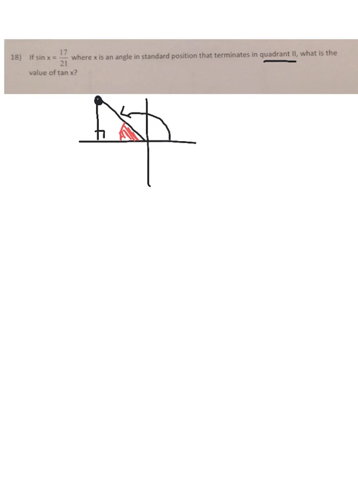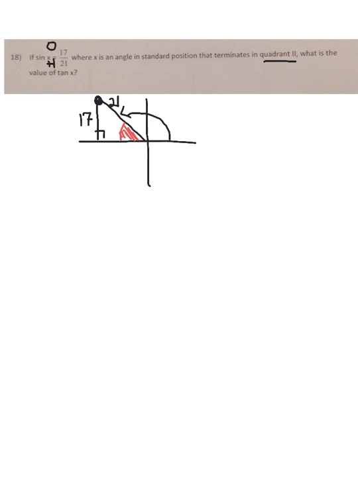Okay, so they give you the sine value, and we know that sine is the opposite over the hypotenuse. So if I'm looking at my reference angle, which is right here, then I know that my opposite here is 17, and my hypotenuse, which is this diagonal right here, is 21. So let me put that in there. So I've got 17 here, and I've got 21 here.